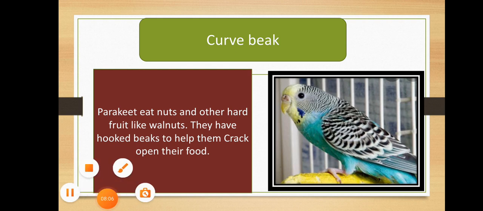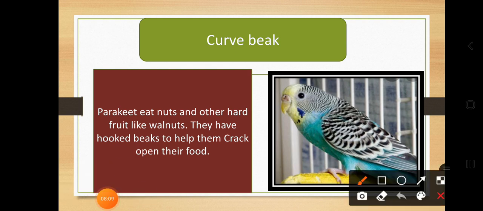Next is similarly the curved beak. Okay, so another example of a curved beak is the parakeet. They are eating the nuts and other hard fruits like walnuts. Okay, so with the sharp and curved type of beak, what are they doing? They are breaking the hard substance or the hard core of the fruits.